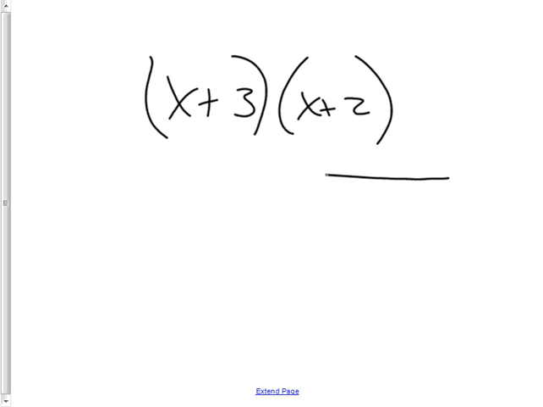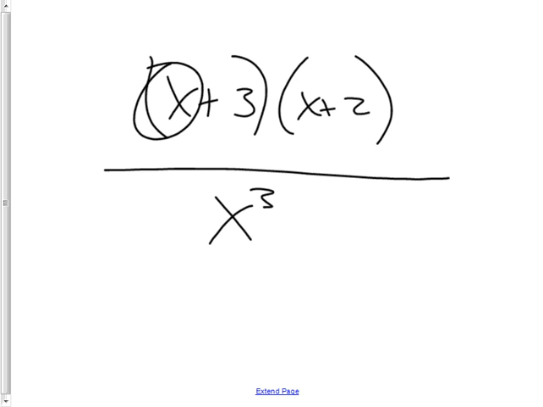All right, so let's look at this one. x plus 3 times x plus 2 all over x cubed. Is it bigger on top or bigger on the bottom? Bigger on the bottom. Good. By the way, what was the degree on the top? 2. Because when I multiplied this out, I'd have an x times an x. That would make an x squared, wouldn't it? That's why it's degree 2 on top.